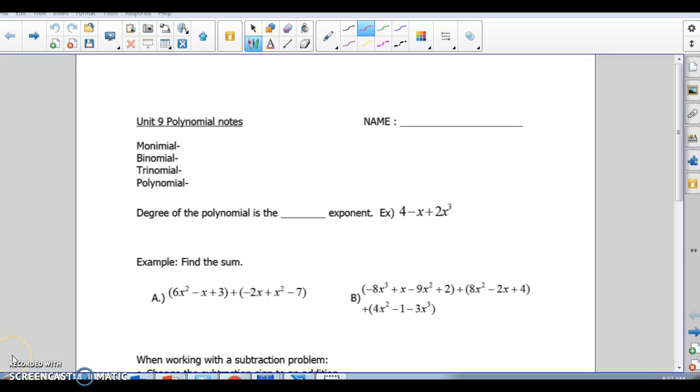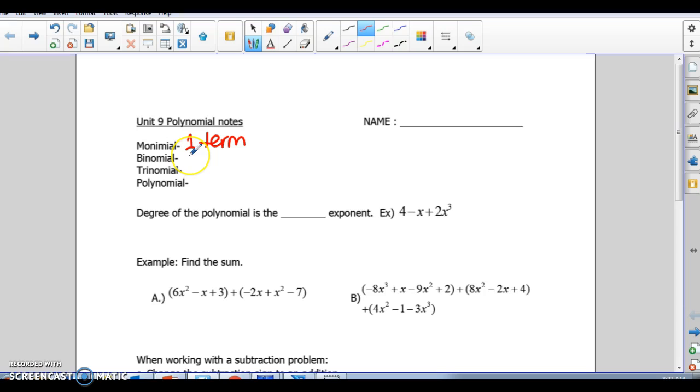Hi guys, today we're going to talk about polynomials. In order to learn polynomials, we just need to review some vocabulary. So first of all, we're going to go over the list of the vocabulary here. Monomial means, you remember the mono means one, so it's one term.